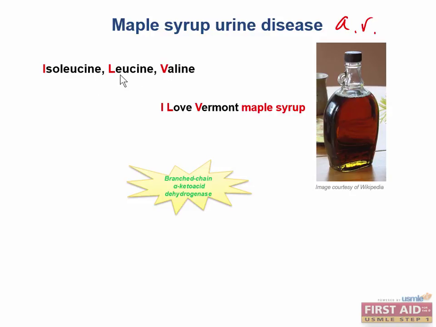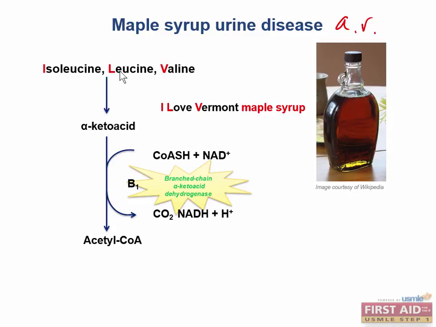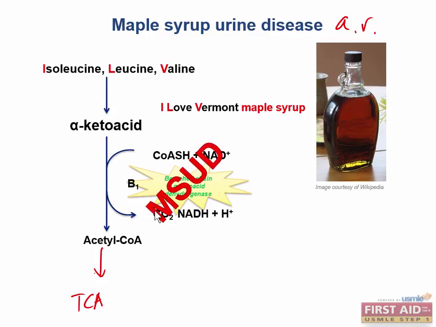Typically, these 3 amino acids are broken down into alpha-ketoacids, and then further broken down into acetyl-CoA, which can get fed into the TCA cycle eventually. This second step is going to occur with the help of our branched chain alpha-ketoacid dehydrogenase enzyme. Deficiency of this enzyme is going to lead to an increase in alpha-ketoacids in the blood, especially from leucine. Also, a deficiency of thiamine, or vitamin B1, will cause an increase in alpha keto acids as well, since vitamin B1 is used as a cofactor in this reaction.